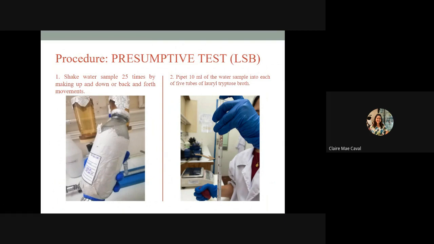Bakit 24 to 48 hours yung mga total coliforms? Because if negative siya sa 24 hours, i-extend natin ng another 24 hours to make it a total of 48 hours. This is to give chances for late lactose fermenters. Okay?